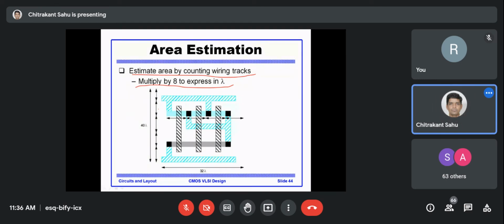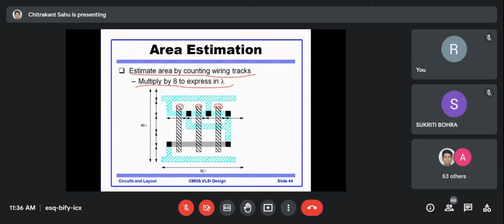It is the same 3 input NAND gate. So these arrows are in detail. You can see how it is coming to 32. For example, what should be the size of this particular poly?